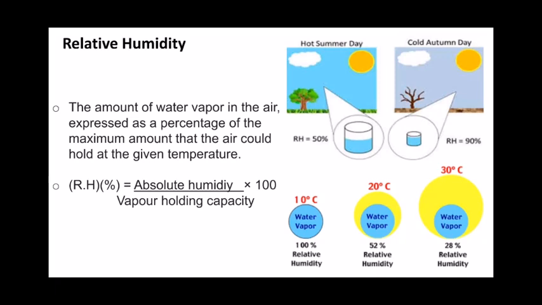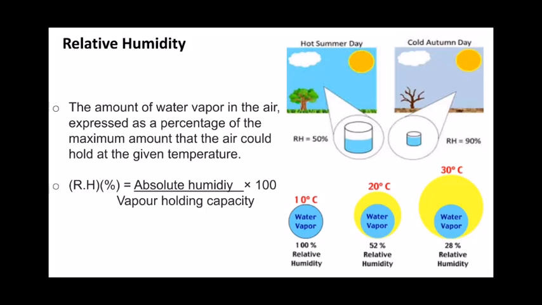Okay children, like first when we did the absolute humidity, there temperature did not play a very important role. There only the amount of water vapor in the air is important. But in relative humidity, not only the amount of water vapor but also the temperature difference is necessary. Similarly, relative humidity also changes.